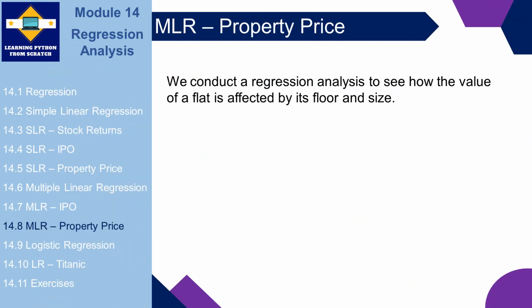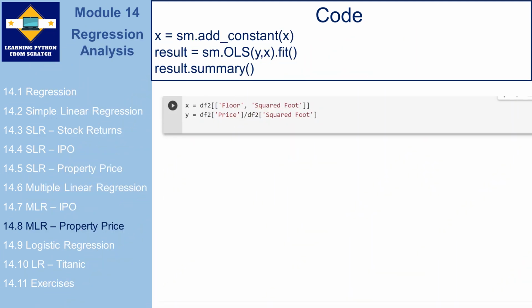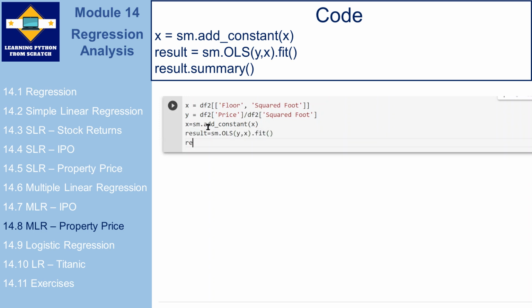Let's take one more example. We are going to conduct a multiple regression analysis to see how the value of a flat is affected by its floor and size. Here we're going to use floor and square foot as the independent variables and the price per square foot as the dependent variable. Then we also add the constant to our independent variables. And we are going to type ols.fit to find the best estimate of our coefficients. And lastly, we type results.summary.